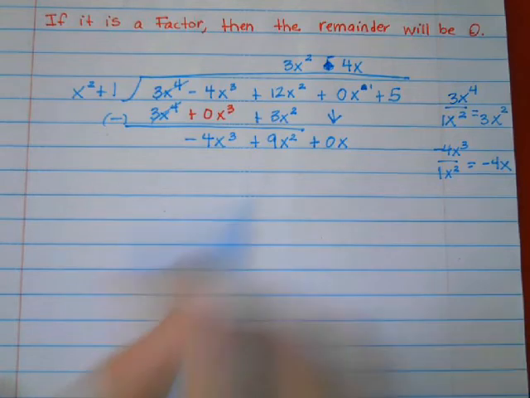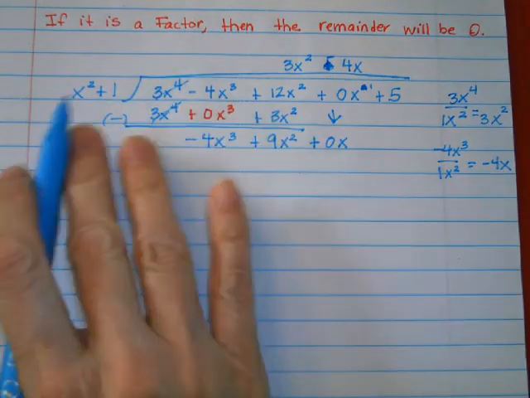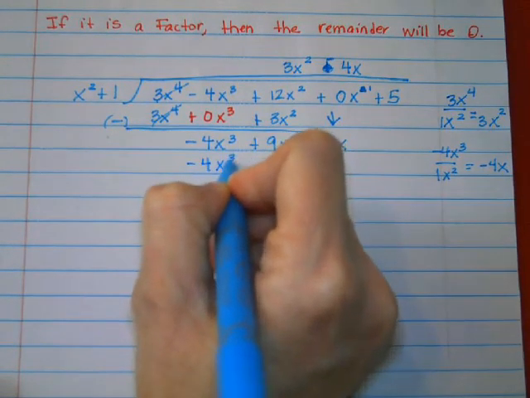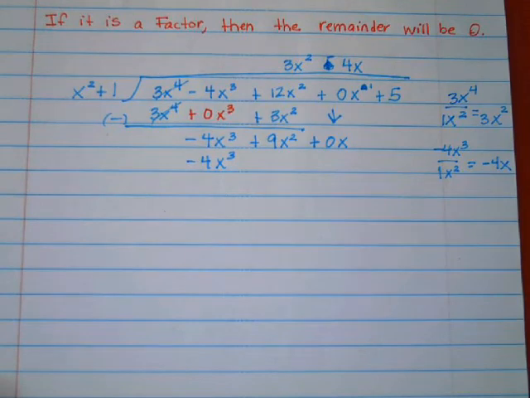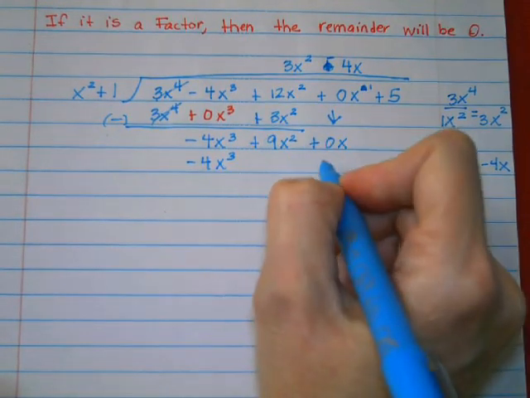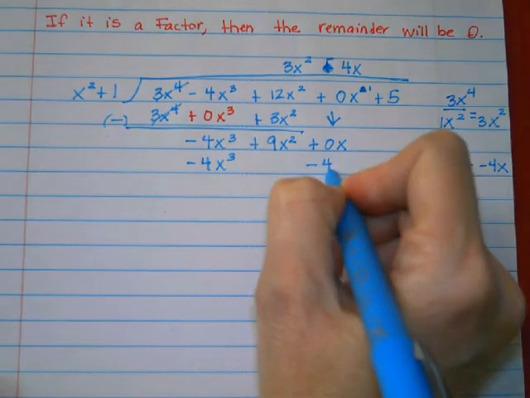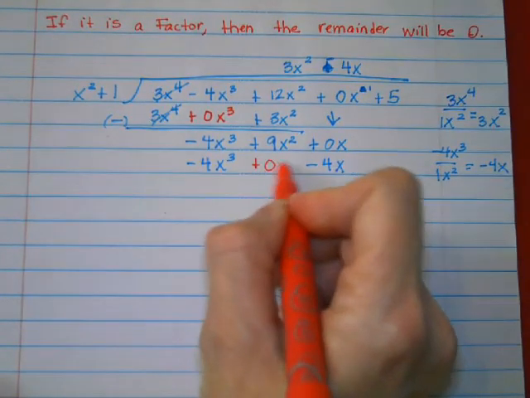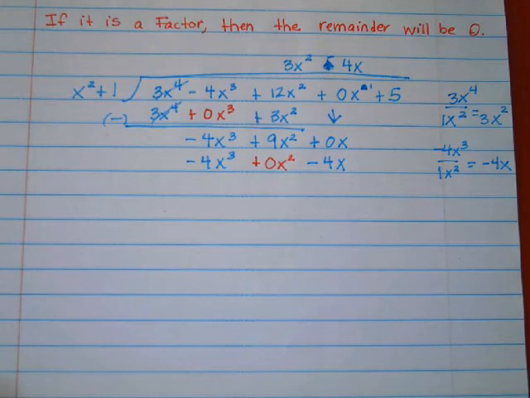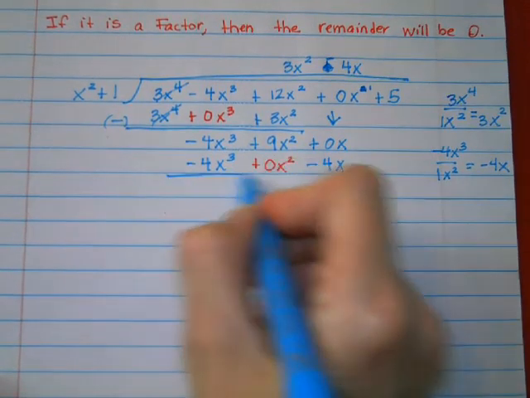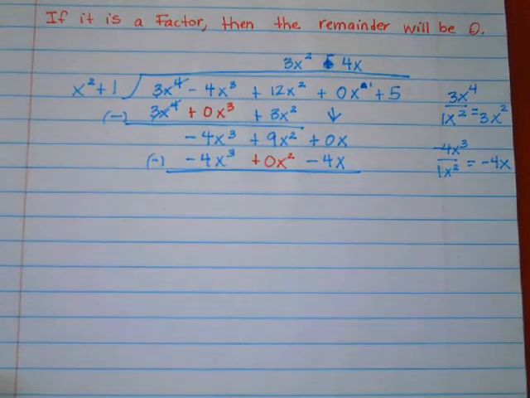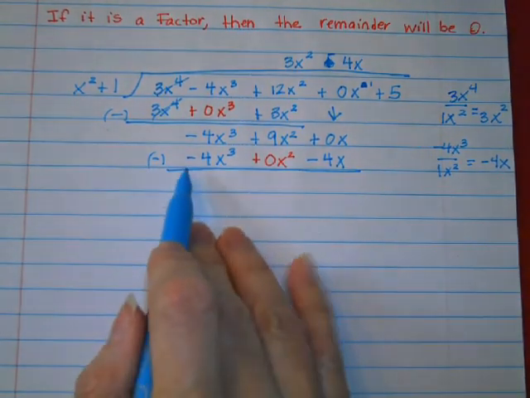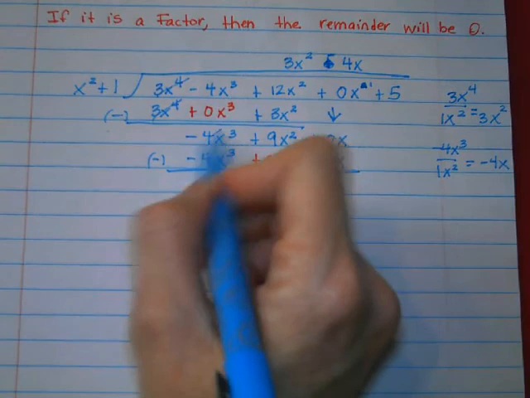All right, so we're going to distribute negative 4x times a positive x squared is a negative 4x cubed. And then negative 4 times positive 1 is negative 4x. So again, we got to put it under its like term. We had no x squared there. We're going to go ahead and do our subtraction. Negative 4x cubed minus minus, remember, makes that positive. So these guys cross cancel each other out.